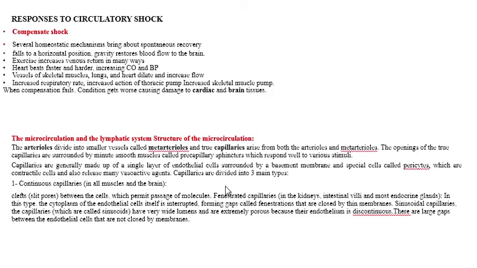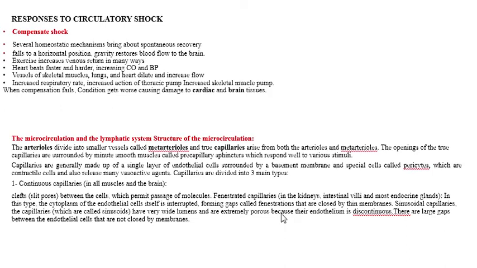Capillaries are divided into three main types. Continuous capillaries, such as in muscle and the brain, have slit pores between the cells which permit passage of small molecules. Fenestrated capillaries are another one, which means there are pores, as in the kidney. In this type, the cytoplasm of the endothelial cell itself is interrupted, forming gaps called fenestrations that are closed by a thin membrane.